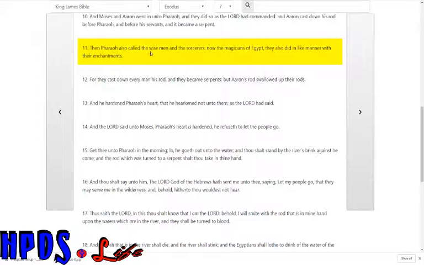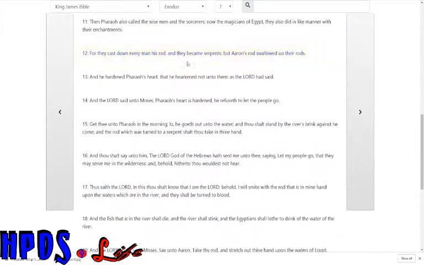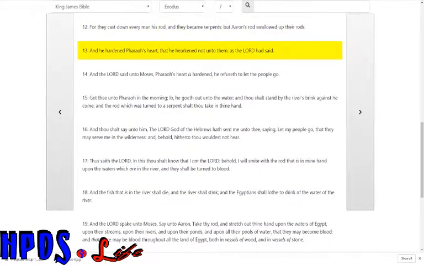Then Pharaoh also called the wise men and the sorcerers. Now the magicians of Egypt, they also did in like manner with their enchantments, for they cast down every man his rod, and they became serpents. But Aaron's rod swallowed up their rods. And he hardened Pharaoh's heart, that he hearkened not unto them, as the Lord had said.